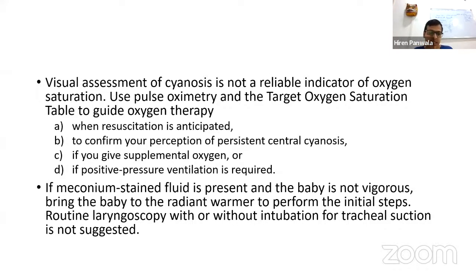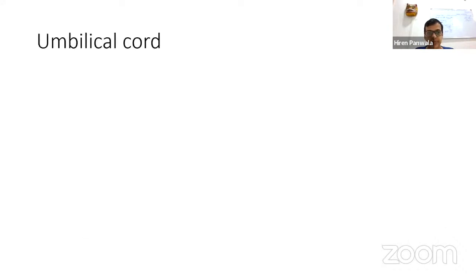Now, over the last couple of updates in the NRP guidelines, they have repeatedly commented about meconium-stained amniotic fluid. If the baby is born with meconium-stained amniotic fluid and the baby is not vigorous, the initial thoughts were we can do undercord suctioning, we can do suctioning as soon as the baby's head is out. But what we now say is routine laryngoscopy with or without intubation for tracheal suctioning is not suggested. Unless, obviously, you can see copious secretions sitting in the airway, you can suction it, but you do not necessarily need to intubate and do undercord suctioning for all meconium-stained amniotic fluid.